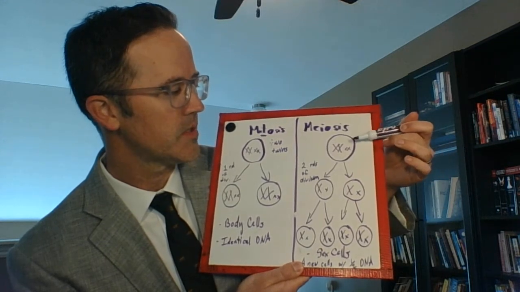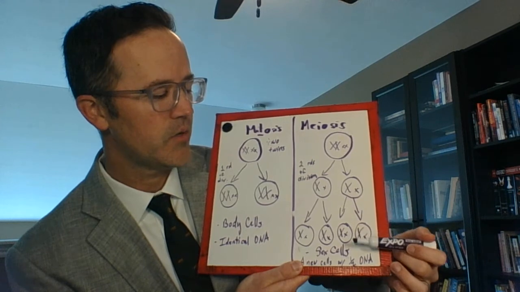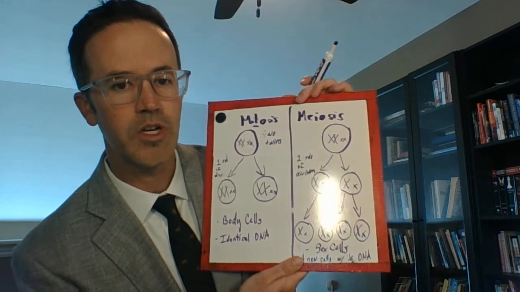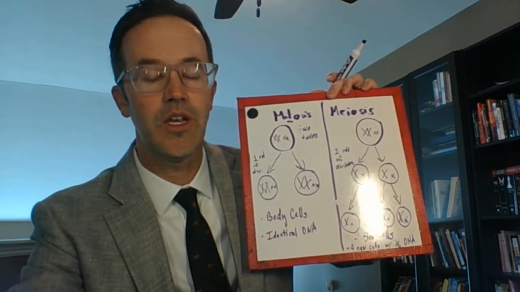But meiosis, 2 rounds of division, DNA gets cut in half, you end up producing sex cells with only half the DNA that can then be used for reproduction. 4 minutes and 11, 12, 13. Well done.